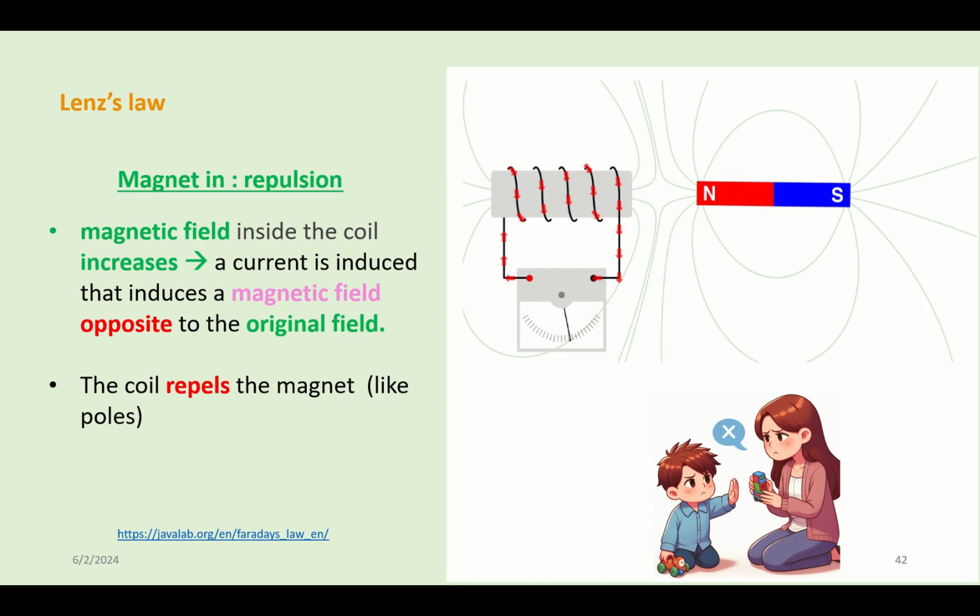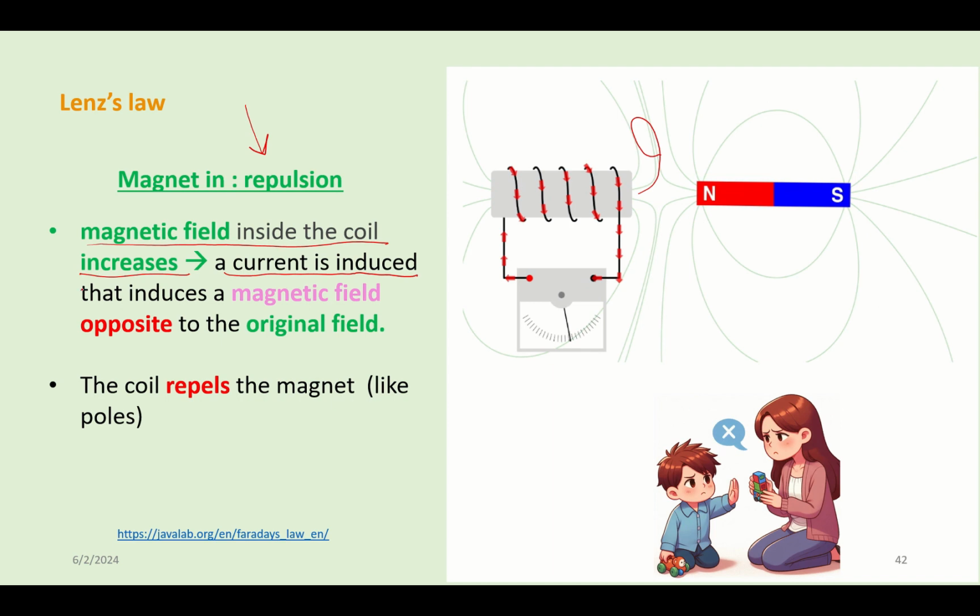And because of this increase, a current will be induced in the wire that induces another magnetic field that would be in the opposite direction of the original one. So what happens here is repulsion. So if we bring the magnet in the coil or towards the coil, the magnetic field inside the coil will increase. This will induce a current.